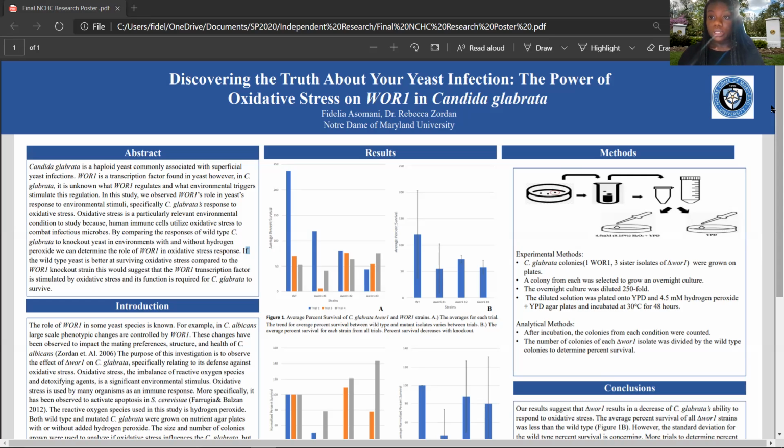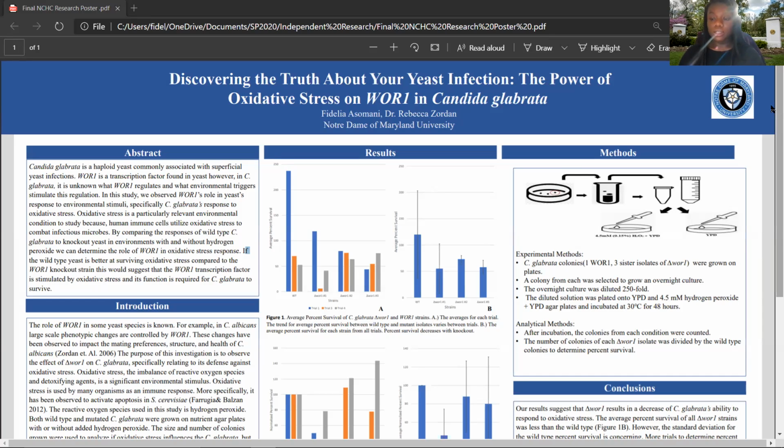You may be asking, what exactly is oxidative stress? And that is the imbalance of reactive oxygen species and detoxifying agents. What makes oxidative stress such a significant environmental stimulus is that oxidative stress is used as an immune response in many organisms. For example, it has been seen to activate apoptosis or cell death in S. cerevisiae, which is going to be your baker's yeast.